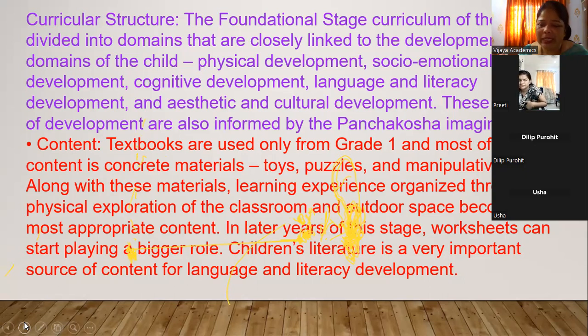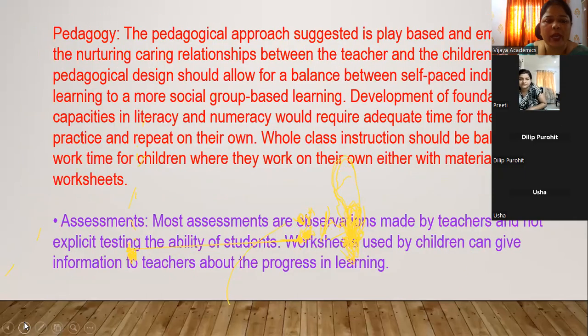Children's literature is a very important source of content for language and literacy development. See, in this stage, as per the NCF, we are going to give stress on language and mathematics. These two subjects are important in this stage. Okay. Now, what is pedagogy? The pedagogical approach. See, we are talking about the first stage only, and the first stage is having 4 parts.